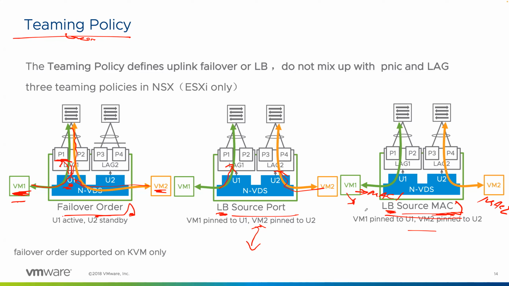And in another case, VM1 has two adapters. That means it has two MACs, MAC 1 and MAC 3, right? MAC 1 goes to U1, MAC 3 goes to U2. That means the load balancing mechanism is based on or per MAC address. There are just three teaming policies here for ESXi host. KVM environments only support failover.